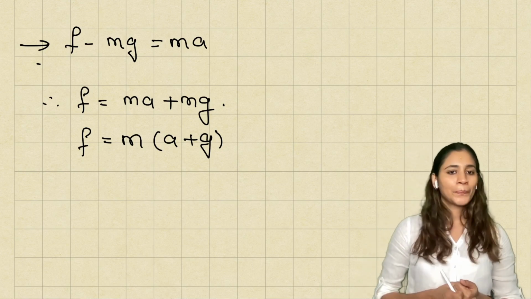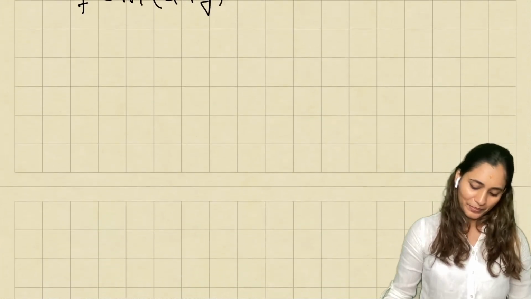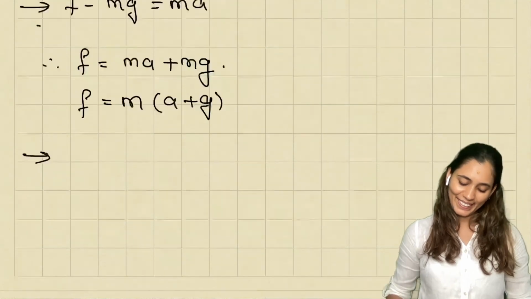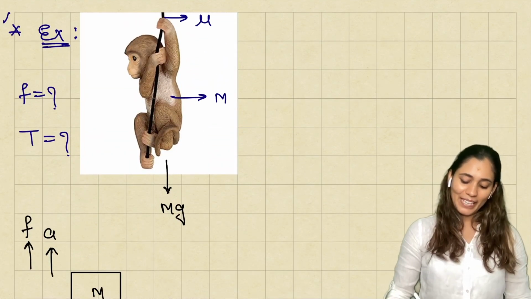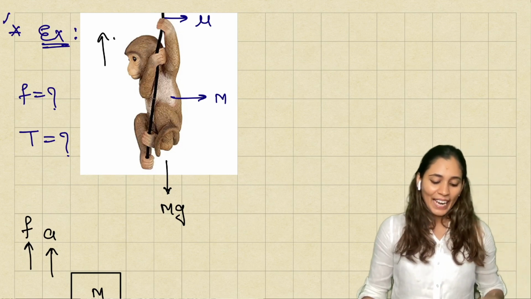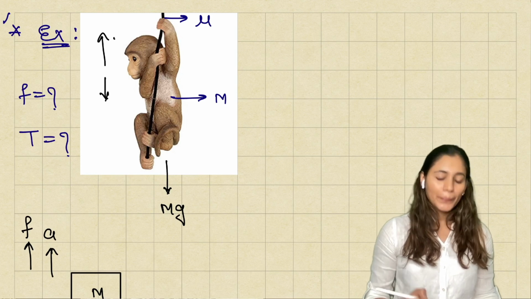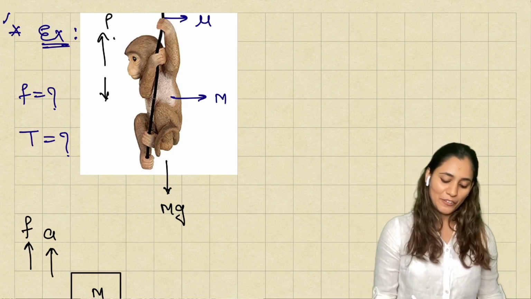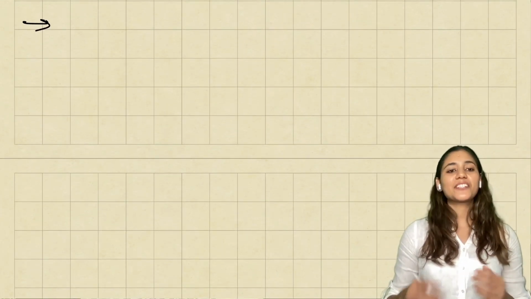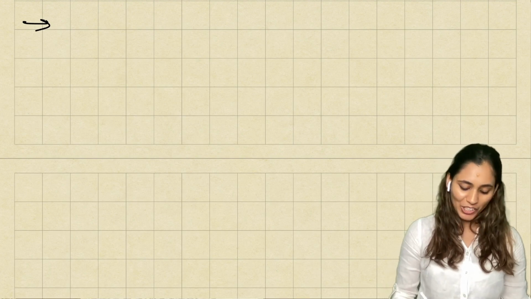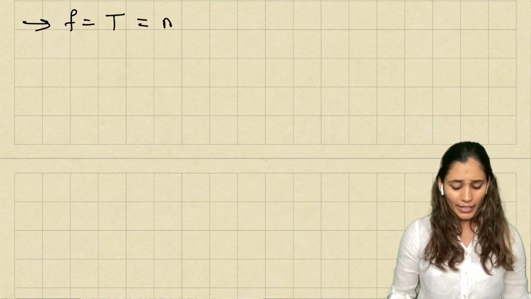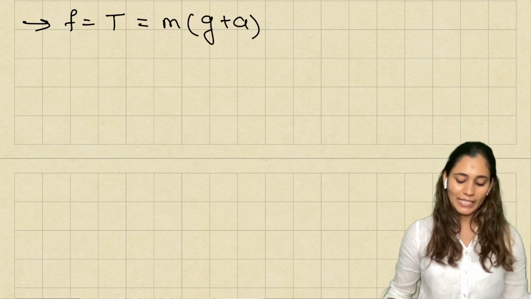Now the second question: what will be the tension produced in the rope? As the monkey is moving in the upward direction, tension will act in the downward direction. It will be opposite to the direction of the frictional force. So we can say that the frictional force adjusts the tension produced in the string. So F is equal to T, which we have already found, which will be m times (g plus a).